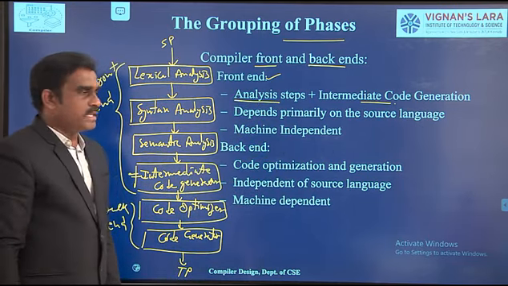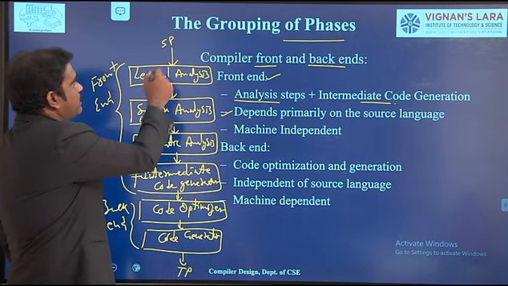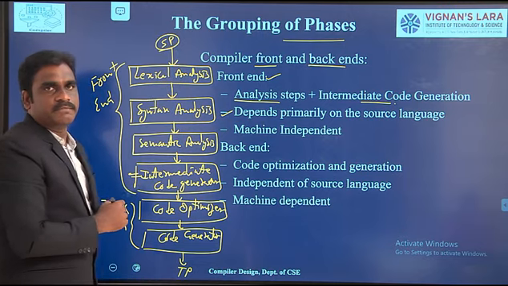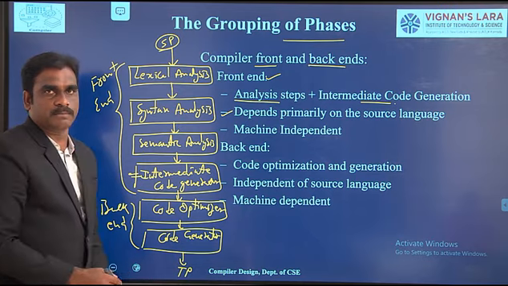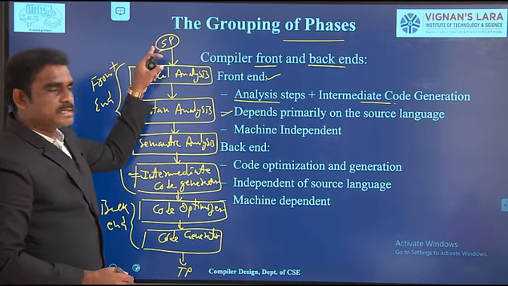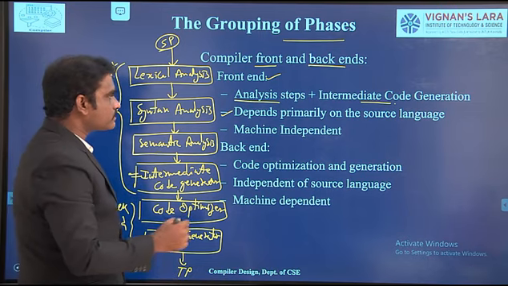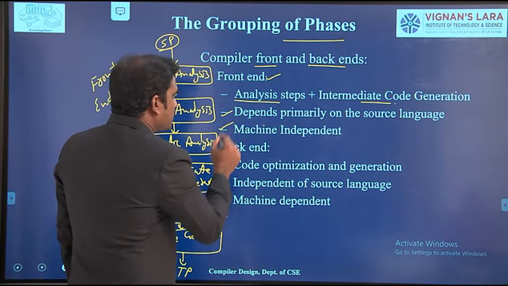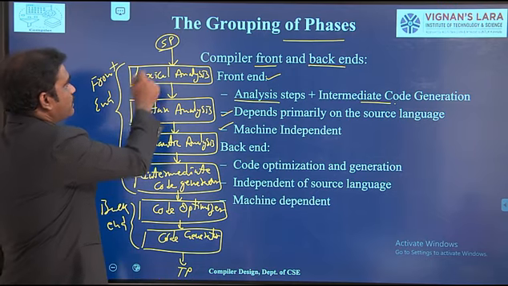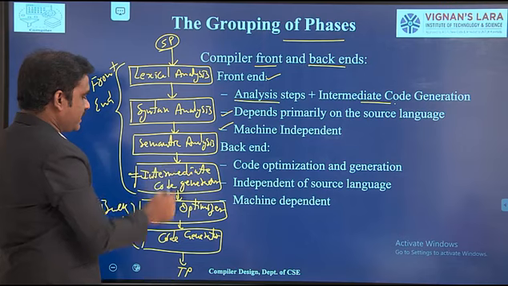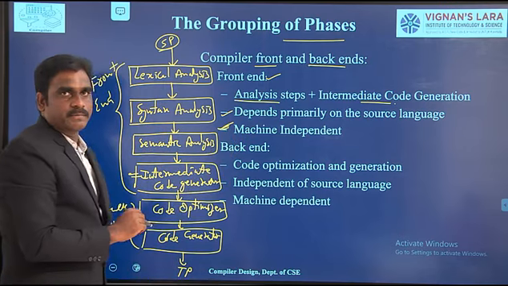And the second important point is, the front end depends on the source program and it is independent of the target program. And also we can call it machine independent, because it depends only on the source program. It is independent of the target program. That's why it is machine independent.